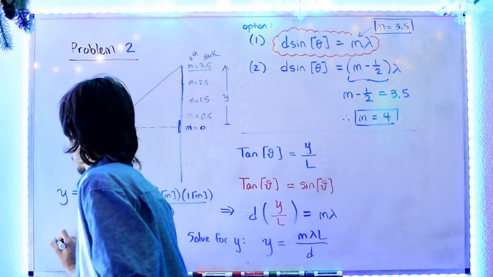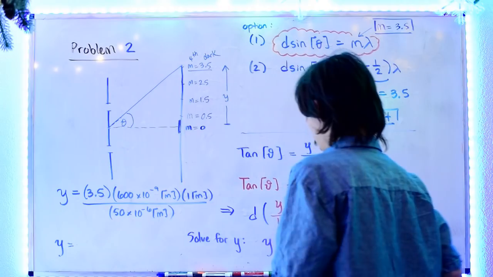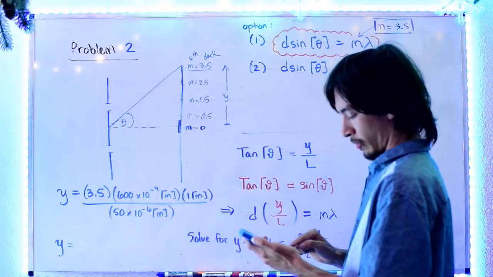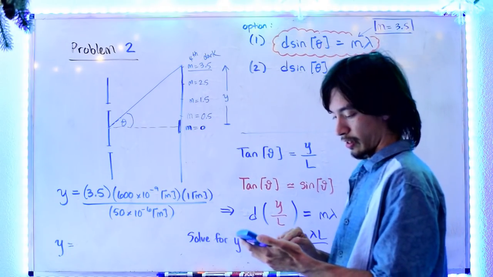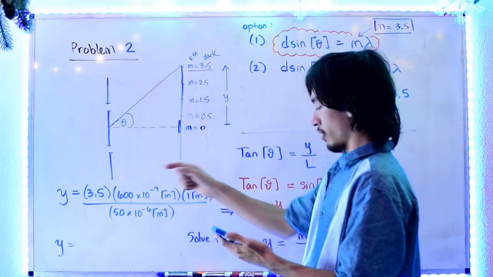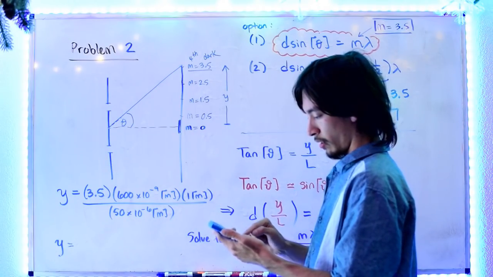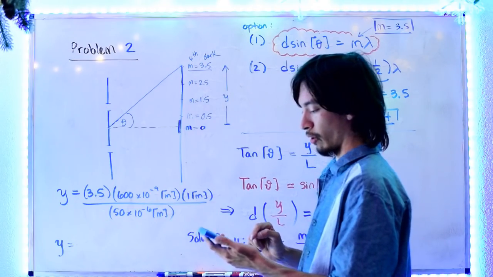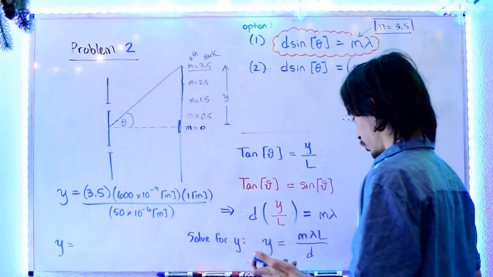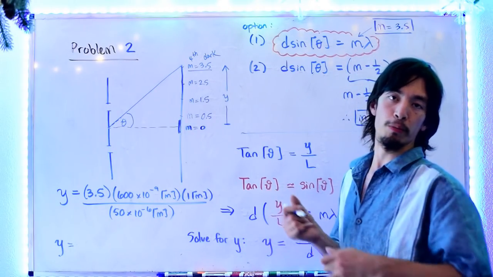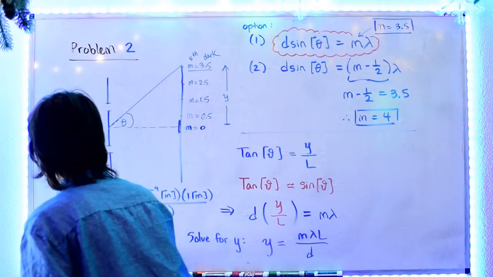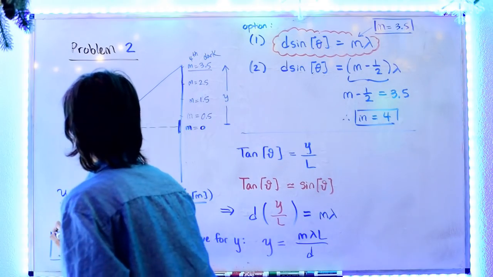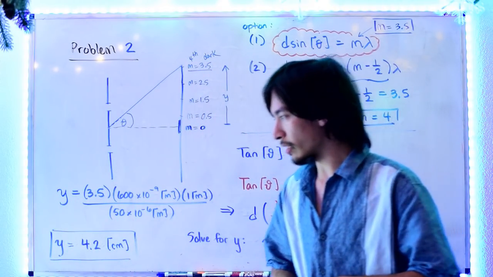You put this all in, and you get y equals. Let's calculate that real quick: 50 times 10 to the minus 6th on the bottom, flip it, 3.5, 600 times 10 to the minus 9th, and the 1 we don't include. So 4.2 times 10 to the minus 2, which means it's 4.2 centimeters. That's our y value. So the answer for this is B.